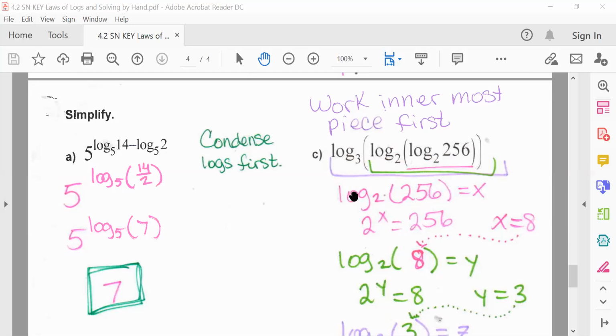So log base 2 of 256, we're going to call it x, and that's what this innermost term is equal to. So log base 2 of 256 equals x. Drop and cross. Drop the base of 2, cross the power of x, equals 256. Now, it's good to know lots of powers of 2. 2 to the 8th equals 256. So x is 8. We okay this far?